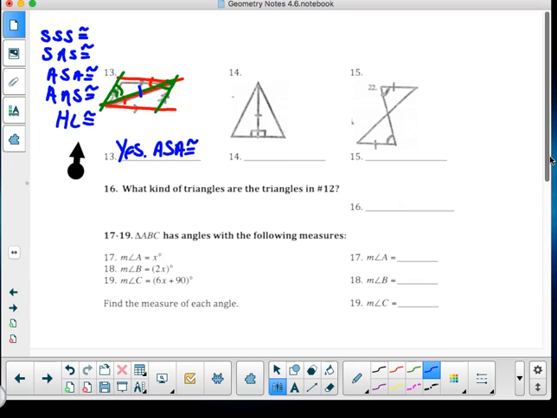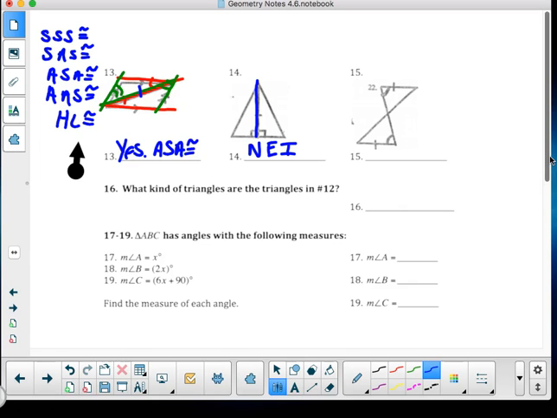In 14, I'm given that this is reflexive, and they marked it for congruence. I've got a right triangle. I don't know for sure whether these hypotenuses are the same. So there's not enough information to determine whether that's congruent or not.